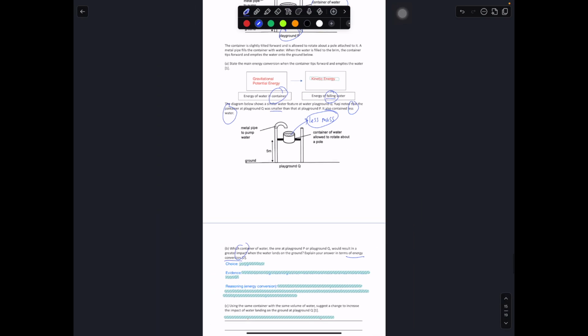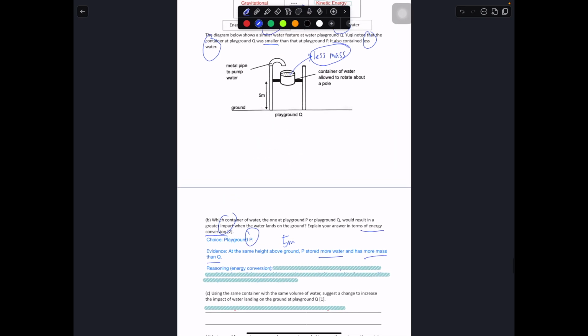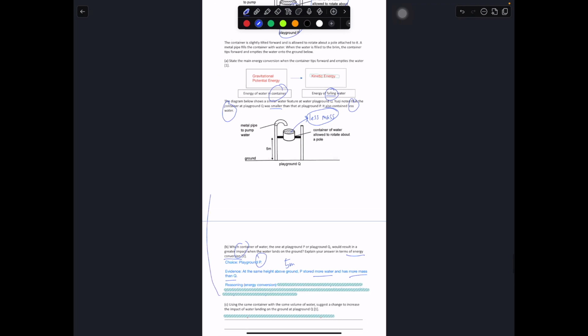So the choice will be pretty clear. You will want to choose the one with more water. P. Why? Because P is at the same height above ground, which is 5 meters. P stores more water, it has more mass than Q. So when you have more mass than Q, you think about it this way. How do you reason it out? You always go back to this. If you have more water, means you have more GPE. More GPE of the water in the container can be converted to more kinetic energy of the falling water, causing a greater impact.